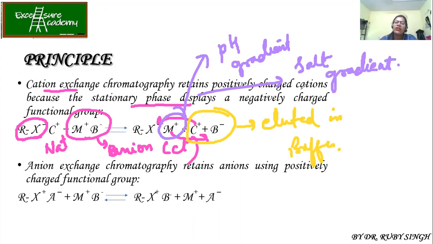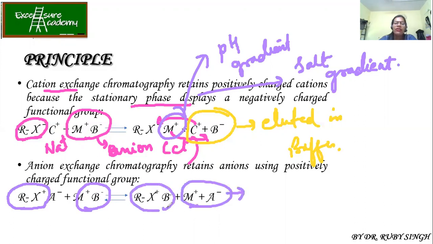Similar is the case with anion exchange also. Here you have a positively charged solid support, that is the stationary phase, and a chloride ion for the exchange. Here your protein is negatively charged. So your protein goes and binds to the matrix, and these other ions are eluted out first. And finally, with the help of the pH gradient or the salt gradient, you will elute out your protein. Simple.